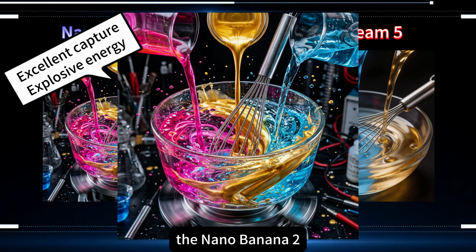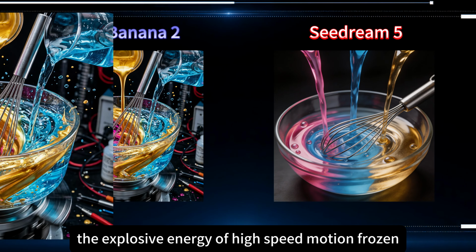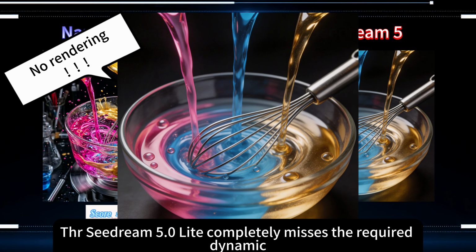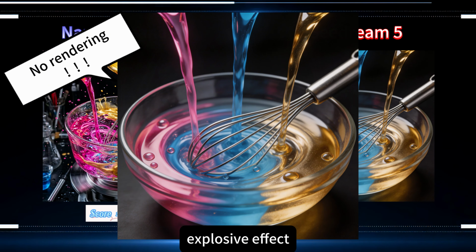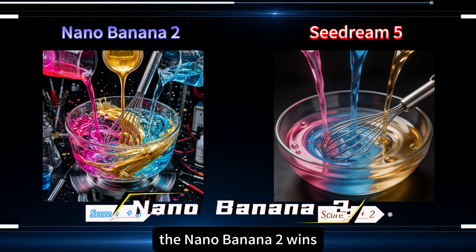Nano Banana 2 excellently captures the explosive energy of high-speed motion frozen. It gets 5 points. Seedream 5 Lite completely misses the required dynamic explosive effect. It can only get 2 points. In this round, Nano Banana 2 wins.